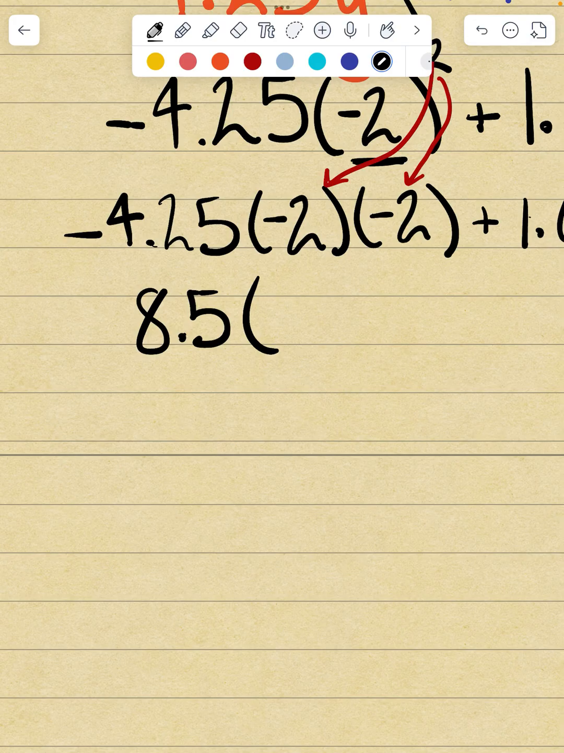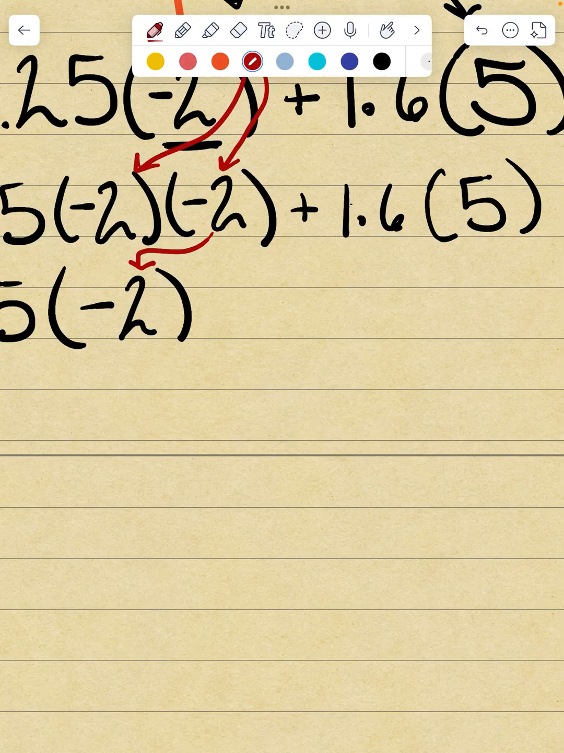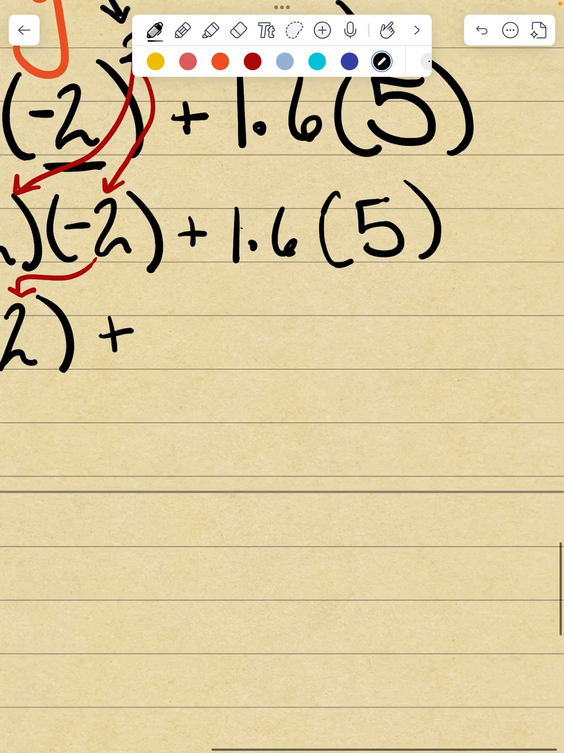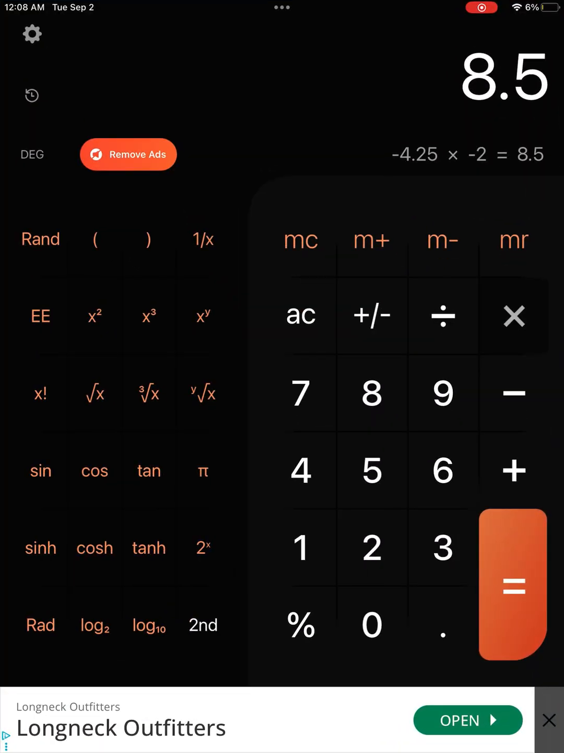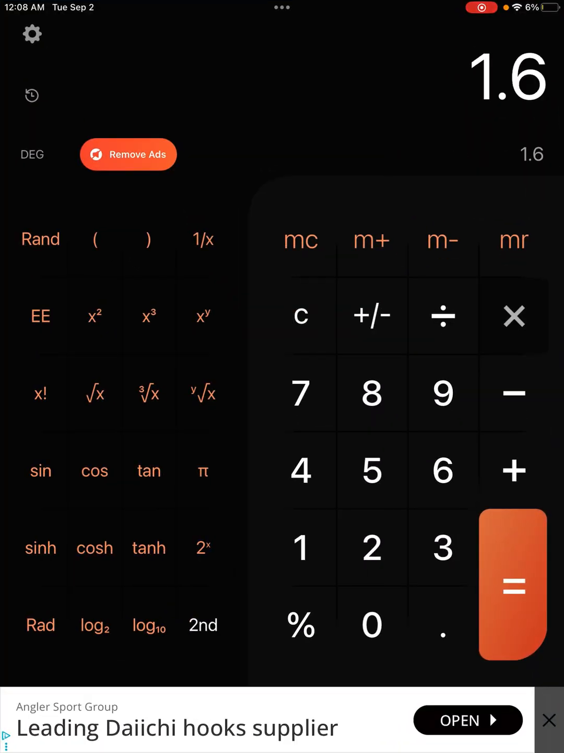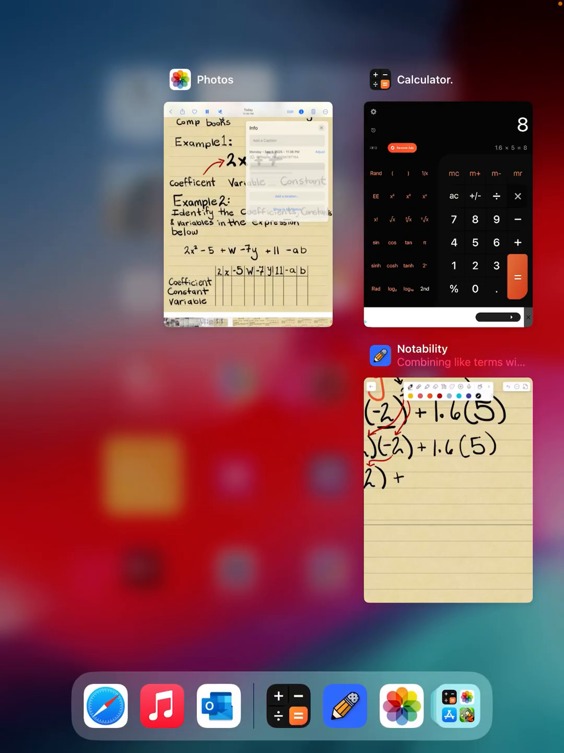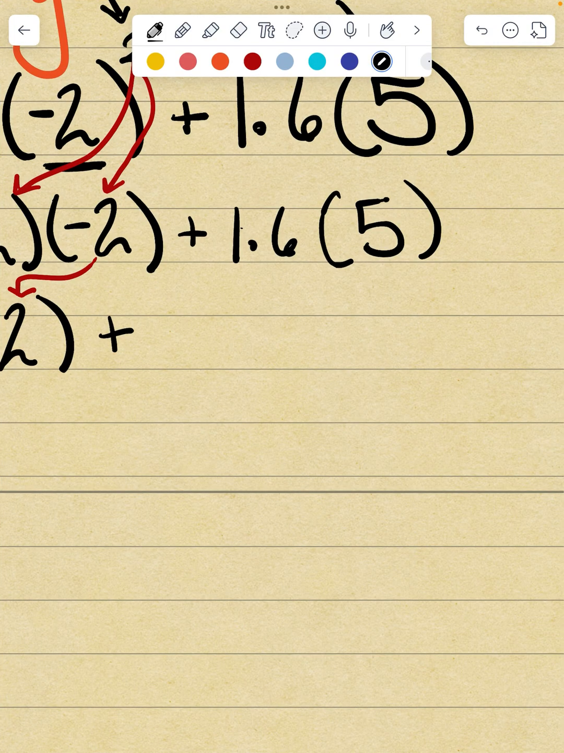Okay, and then we still have that other negative 2. So this guy goes here. Plus, we got 2 positives, so that makes a positive. Same sign is positive. And we're going to do 1.6 times 5. We get 8. Oh, isn't that a nice number? Didn't even plan it.